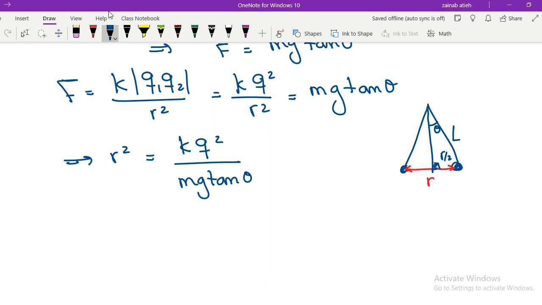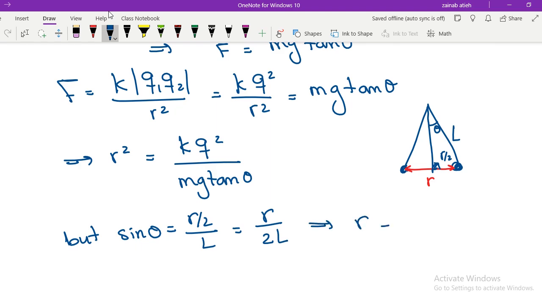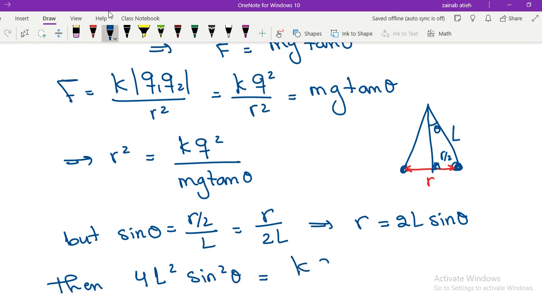So sine theta equals opposite over hypotenuse. So I will get R over 2 over L, which is R over 2L. So I will get R equals 2L sine theta. This is how L appears inside R. Now I will replace R by its value. Then 4L squared sine squared theta equals k Q squared over mg tangent theta.